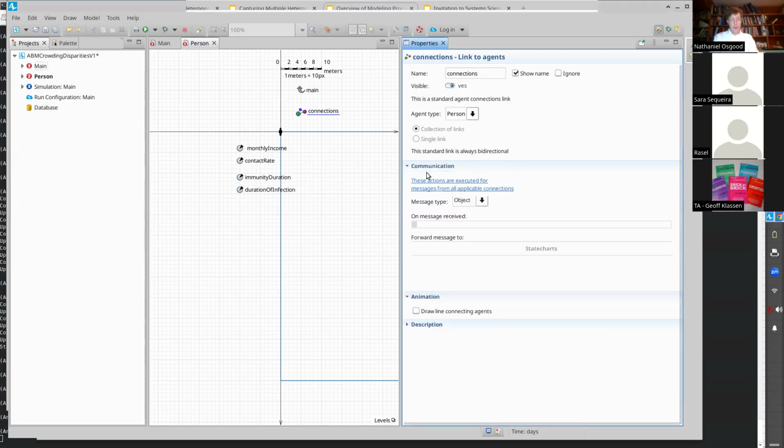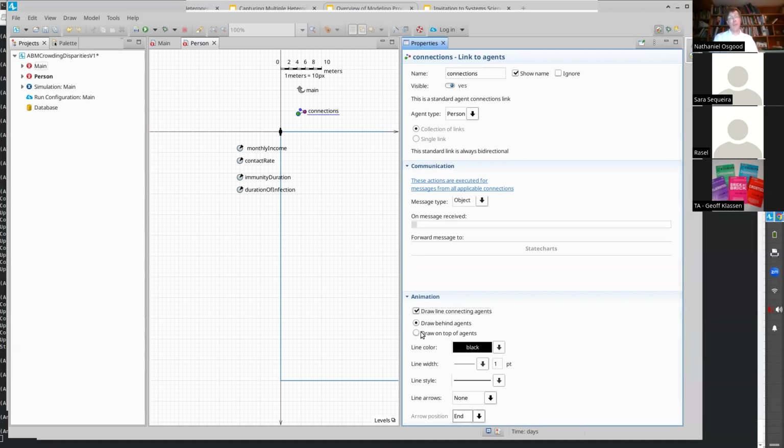And in the communication area, we won't do anything. This is a good area if you want to route messages in the future to certain state charts and not others. You can set that there, and sometimes you want to check that. The most important thing I want to communicate to you here is that we want to draw a line between connected agents. We could choose whether to draw it behind them or on top of them. I'm going to choose to draw it behind them. Okay. And now I'm going to save it.